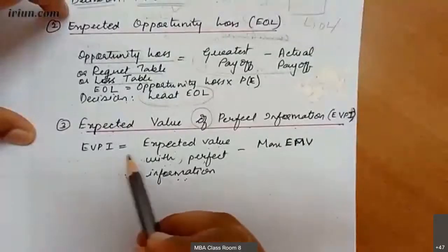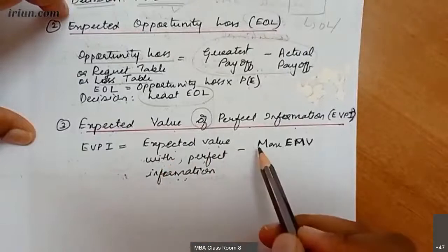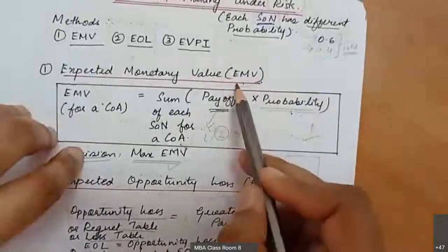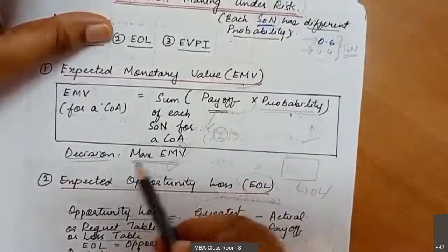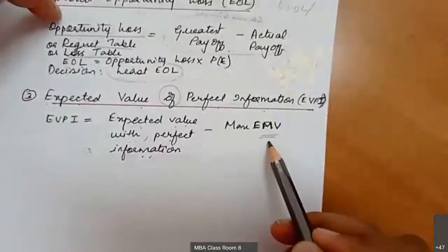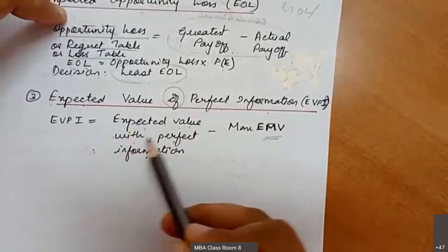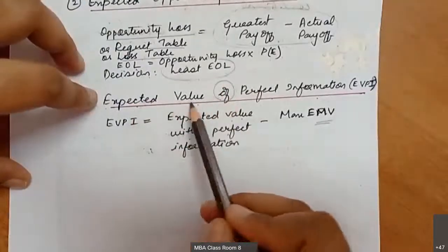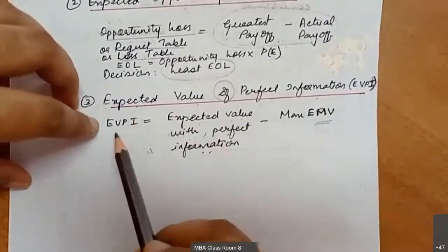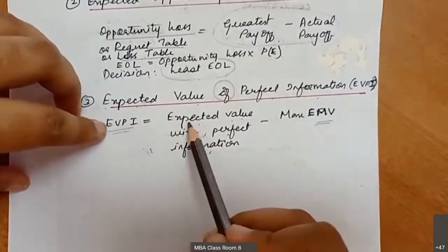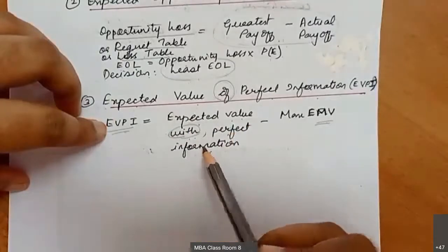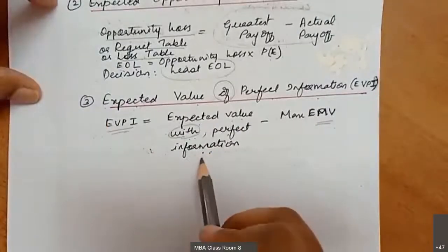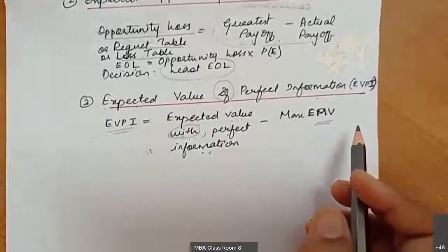EVPI is equal to expected value with perfect information minus maximum EMV. EMV we already know, right? The first formula we studied was EMV. That maximum EMV is what we are selecting over here. That value is getting subtracted from expected value with perfect information. Is it clear? The main formula is expected value of perfect information, EVPI. In that formula, you have expected value with perfect information minus maximum EMV. I will explain this when we see a problem. Then only it will be more clear for you.